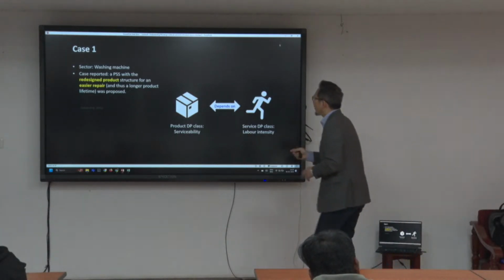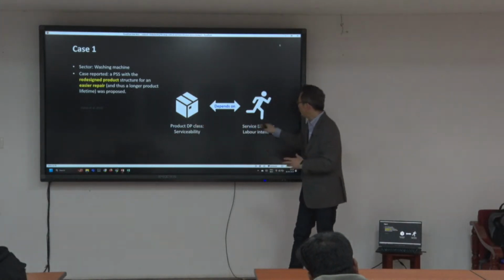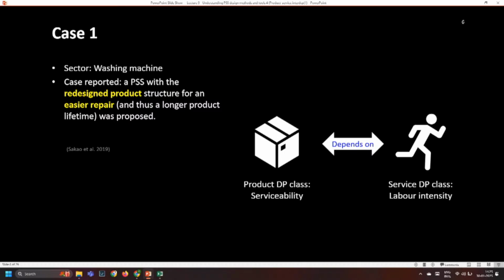And earlier we discussed product design parameter categories, service design parameter categories, and in this case, we can see the service design parameter belonging to labor intensity, one of the service design parameter categories. And in this case, the relevant product design parameter category is serviceability of the washing machine. And by addressing a balance between the two, you can contribute to increase the resource efficiency. So that's the aspect.